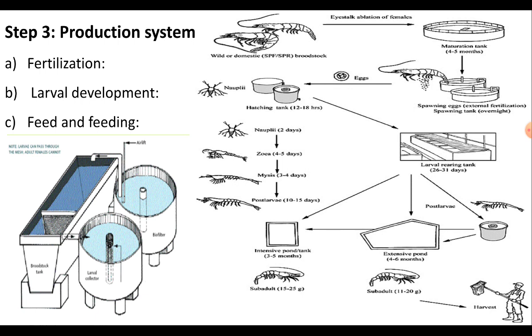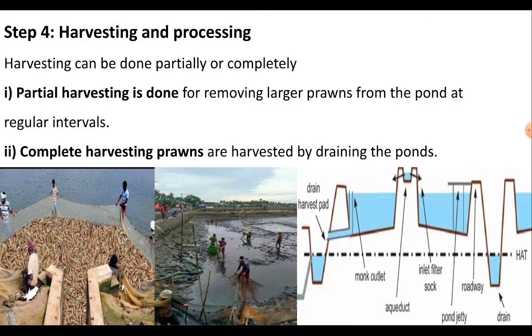This slide shows the whole production system, that is from fertilization, the larval development, feed and the feeding. Coming to the last step in the freshwater prawn culture, that is harvesting and processing.